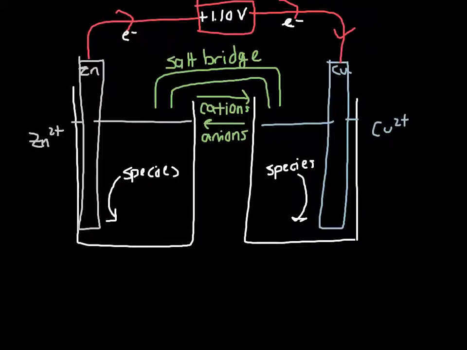Going and looking at the reactivity series, we know that zinc is a stronger reducing agent, and therefore wants to be oxidized more than copper. It is going to be our anode. Therefore, it's going to carry the negative charge. That being said, what occurs at the anode is oxidation.